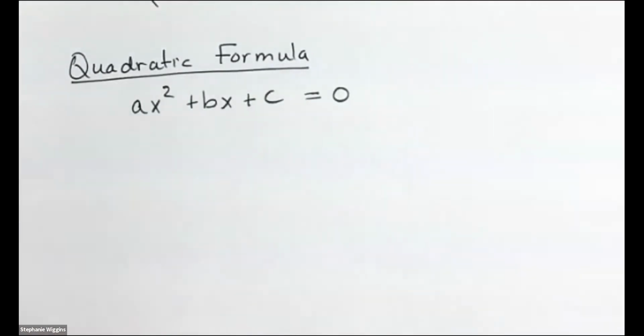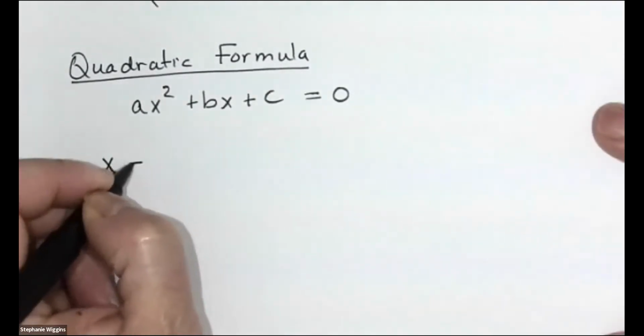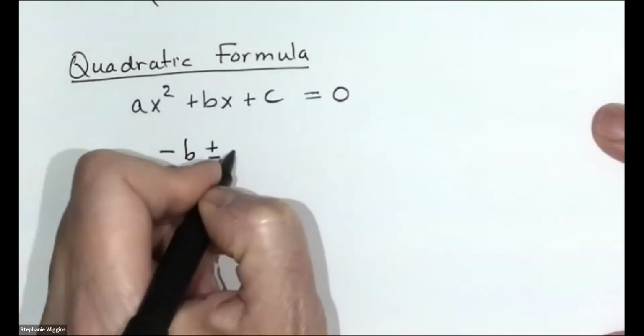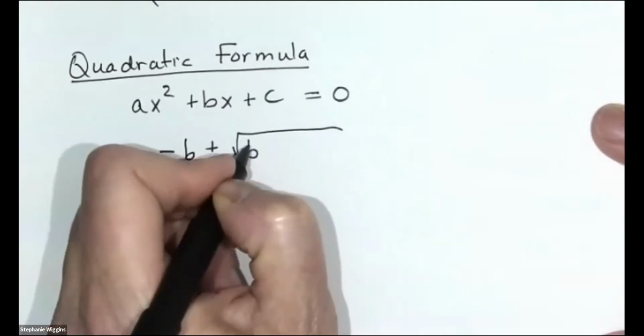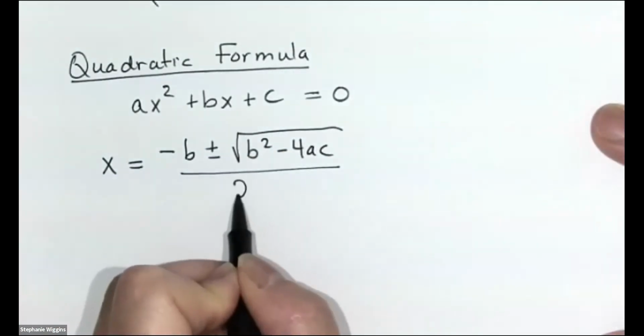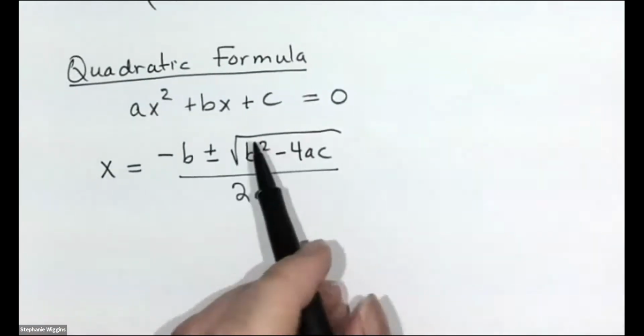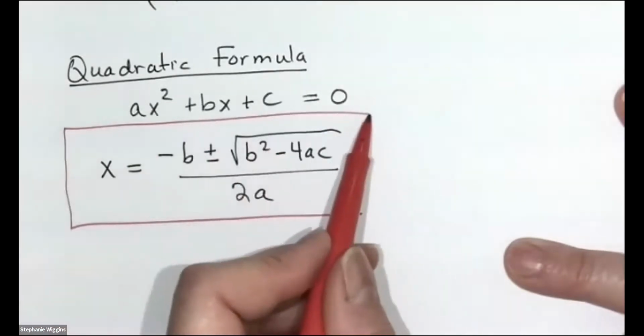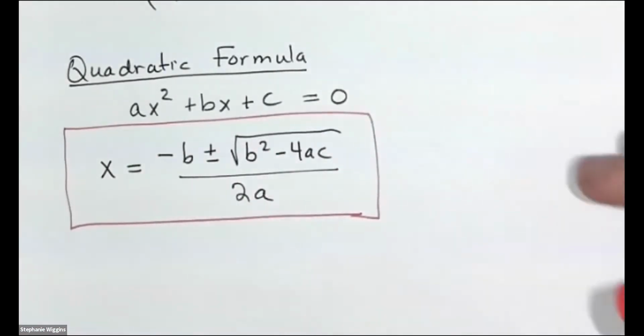When it's in this format, x then can be calculated from this formula: minus b plus or minus the square root of b squared minus 4ac, all over 2a. So you will have to use that from time to time when you're trying to solve a quadratic equation. So there's the quadratic formula.